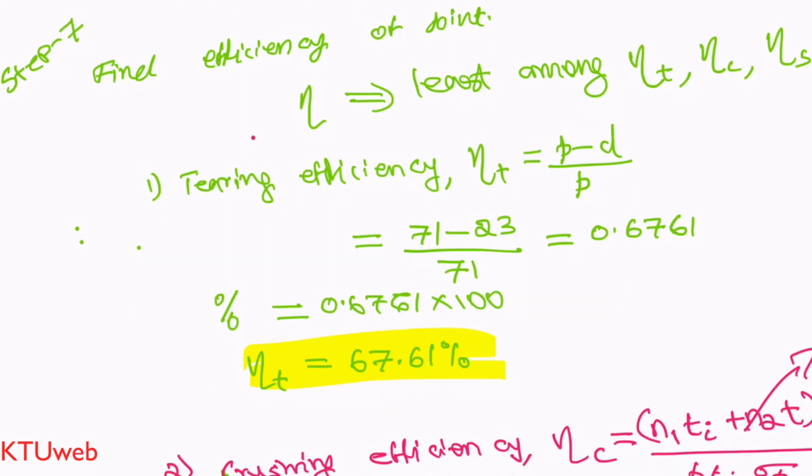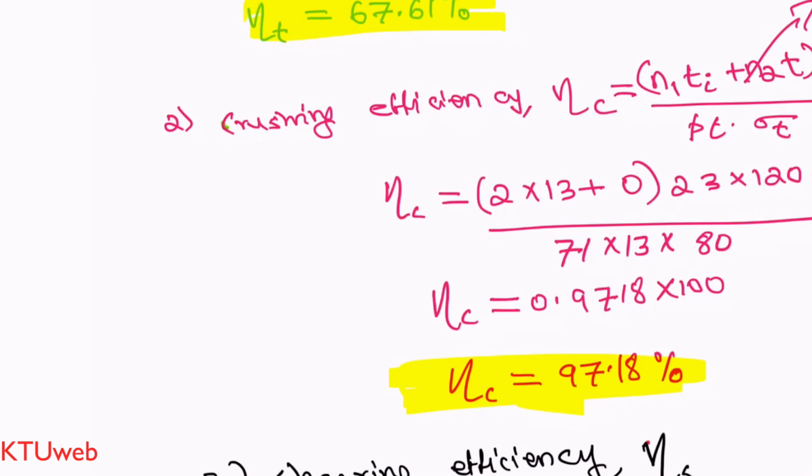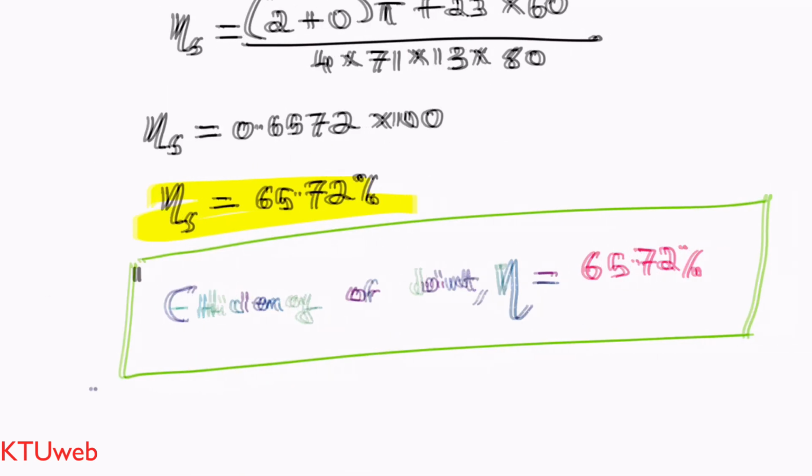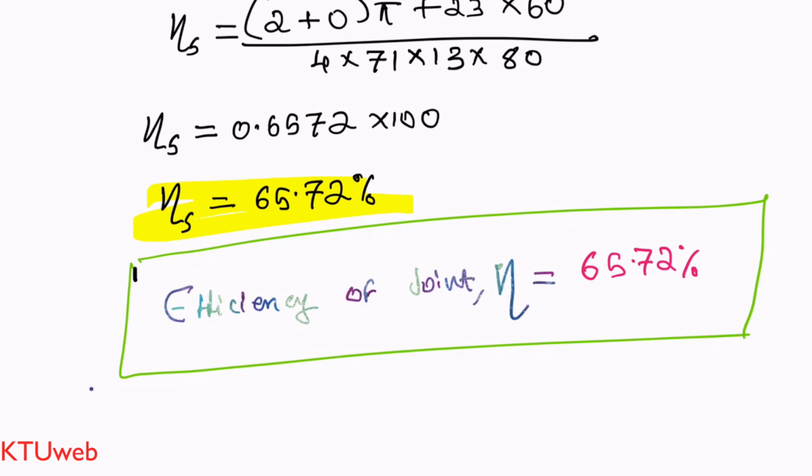And in step 7, we will find 3 efficiencies: eta T, tearing efficiency, crushing efficiency, and at last the shearing efficiency. We'll check all those 3 efficiencies and choose the least among those values as the efficiency of the joint. So this is the process of designing any riveted joint. You can follow the procedure, and if you have confusion with the equation, don't try to mug up any of these equations. You can use any standard data book to get these equations. Obviously it will be permitted in your examination, or if you're designing a rivet for a practical purpose, you can use any kind of data from the internet as well.